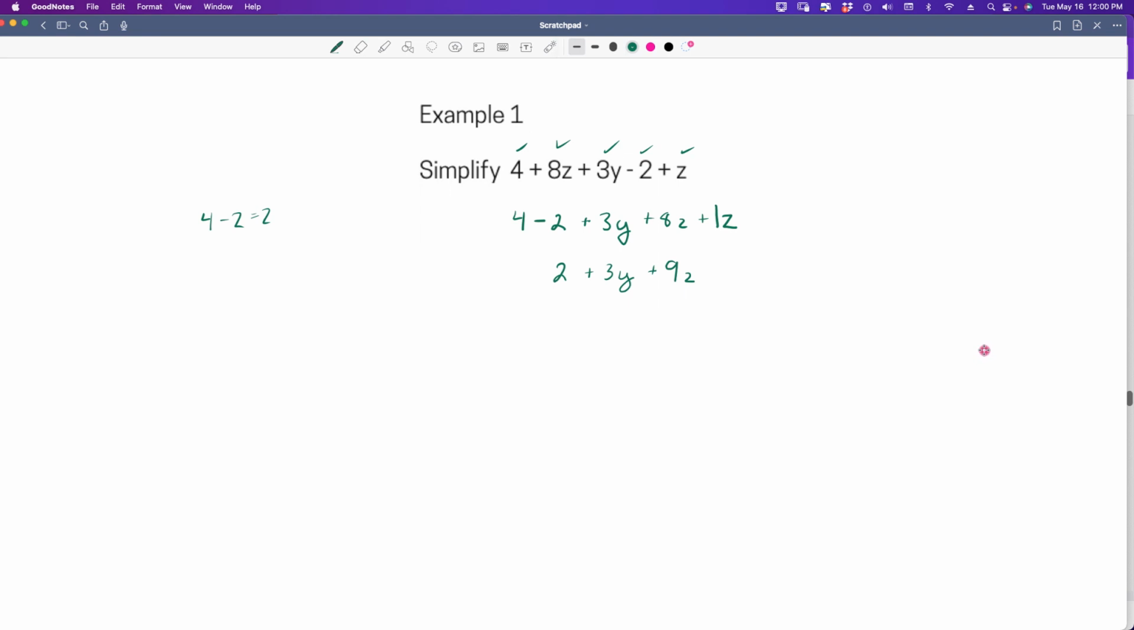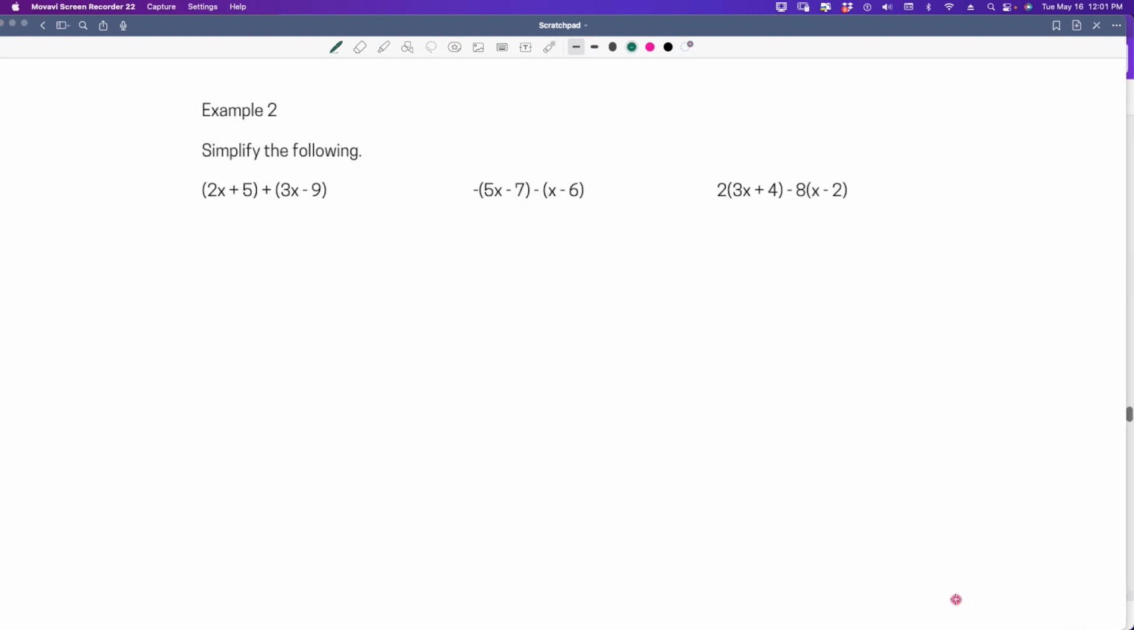That is as far as you can go, because 3 times y is its own value, and 9 times z is its own value. We don't know what y and z are, so we can't go any further. That's as far as we can go. So let's look at our next example problem.